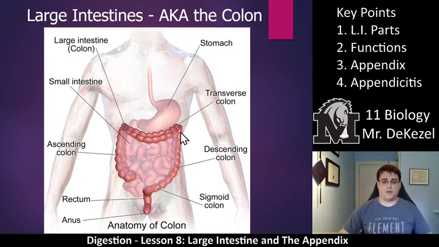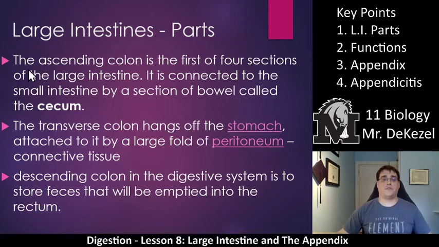Here we go. So the descending colon, the sigmoid colon, and then the rectum and anus. So the three main parts are the ascending, transverse, and descending colon. Let's continue. So the first part, the ascending colon, is the first of four sections of the large intestine. It is connected to the small intestine by a section of the bowel called the cecum. So the cecum connects the large and the small intestine.